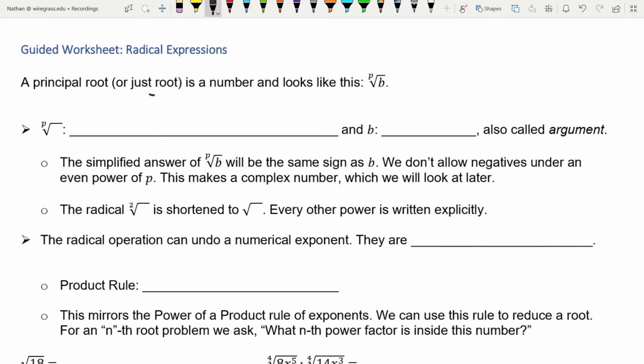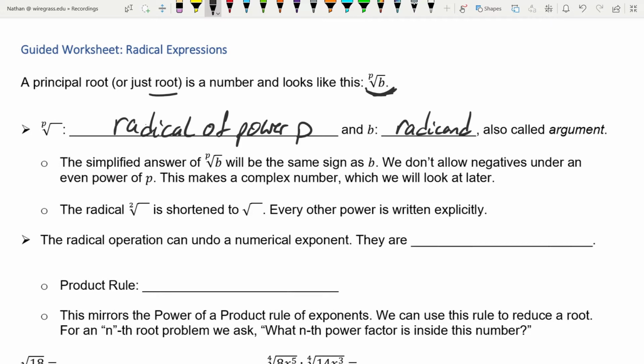Principal root, or just root, as I will say, is a number that looks like this. This first square root symbol with a p there is radical of power p. And the b on the inside is called the radicand, also called an argument. So the simplified answer of the pth radical of b will be the same sign as b. That's the important thing to know here.